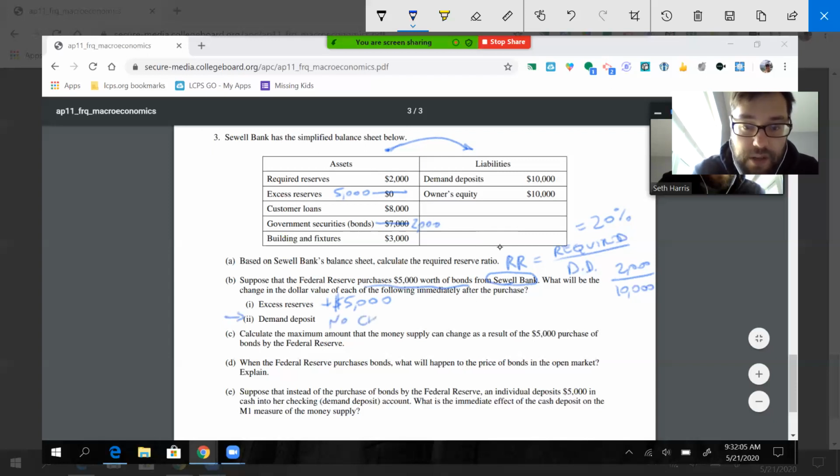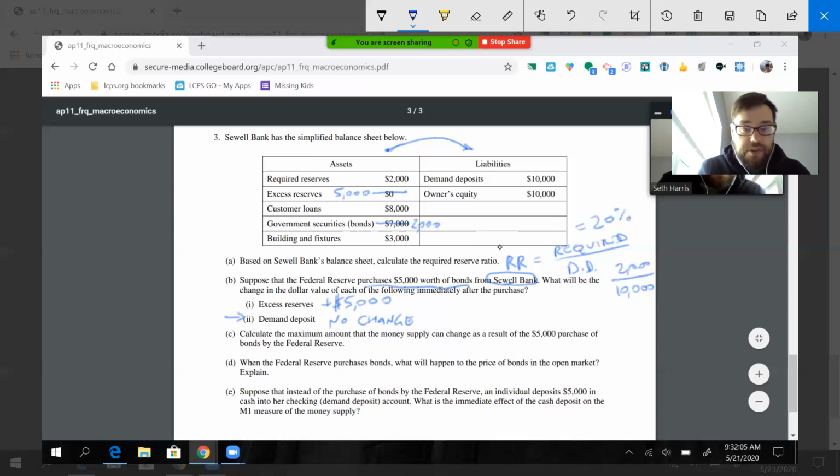So we can tell based on what we did there that there's no change, right? I think the common mistake would be, oh, if this went up by 5,000, I need to change this side. Well, no, the composition over here changed and these still balance. So you don't need to do anything over here. So there's no change in demand deposits in this case.